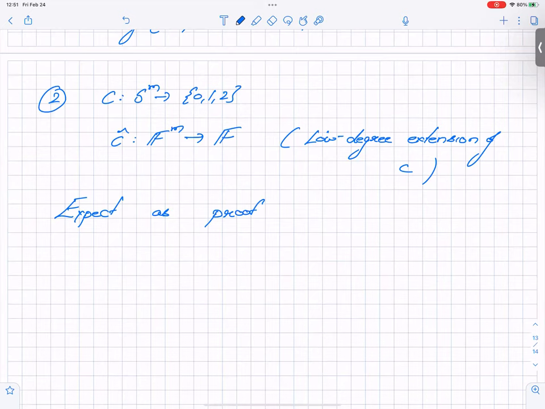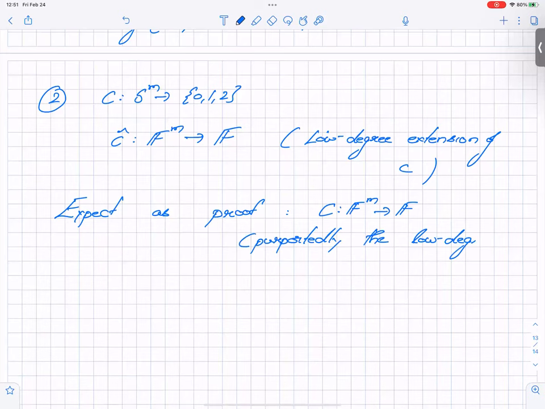What should we call it? By convention, I'm going to write C from F^m to F, and this is capital C. It's purportedly the low degree extension. Of course, we can check that it is a low degree function easily.